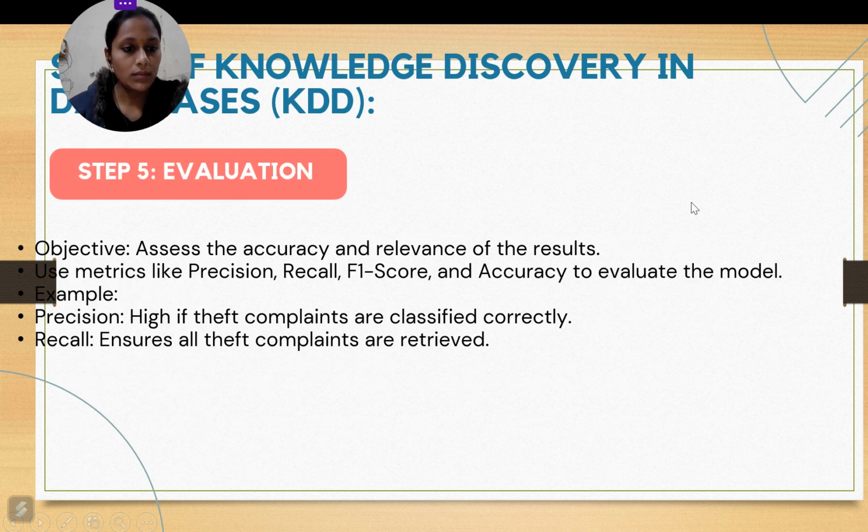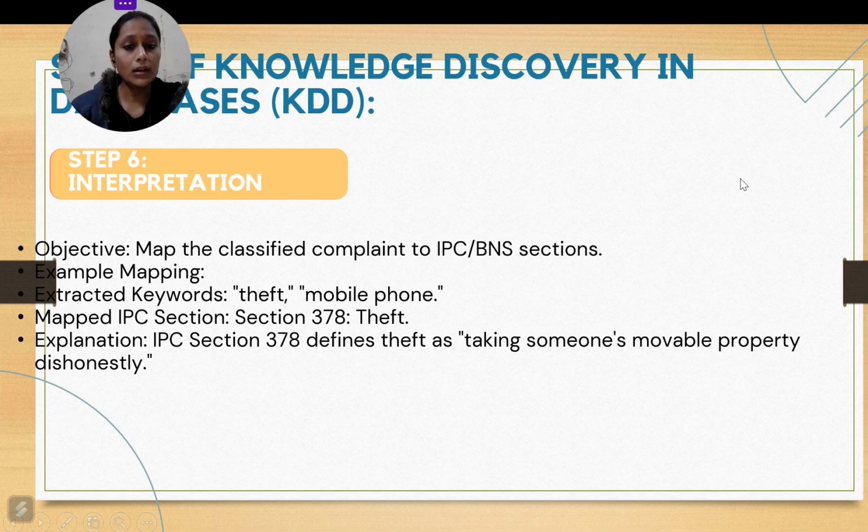Fifth step is evaluation. Objective is to assess the accuracy and relevance of the results. Use metrics like precision, recall, F1 score, accuracy to evaluate the model performance. For example, precision is high if theft complaints are classified correctly. Recall ensures all theft complaints are retrieved. Now the next step is interpretation. Objective is to map the classified complaint to IPC BNS section. For example, mapping extracted keywords like theft, mobile phone, to IPC section 378, that is theft. Explanation: IPC section 378 defines theft as taking someone's movable property dishonestly.